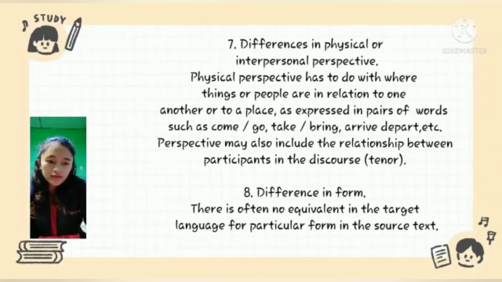And number 7 is that there are differences in physical or interpersonal perspective. Physical perspective has to do with where things or people are in relation to one another or to a place, as expressed in pairs of words such as come and go, take and bring, and arrive and depart, etc. Perspective may also include the relationship between participants in a discourse, or tenor. Number 8, there are differences in form. There is often no equivalent in the target language for a particular form in the source text.